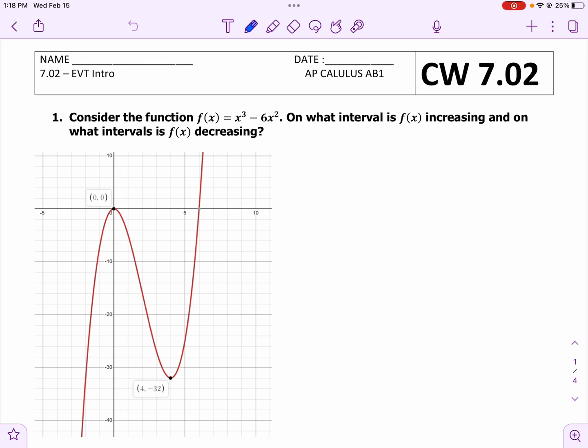All right guys, so today we are continuing our unit on applications of derivatives. We are going to continue seeing what we can do with derivatives and what we can use them for.